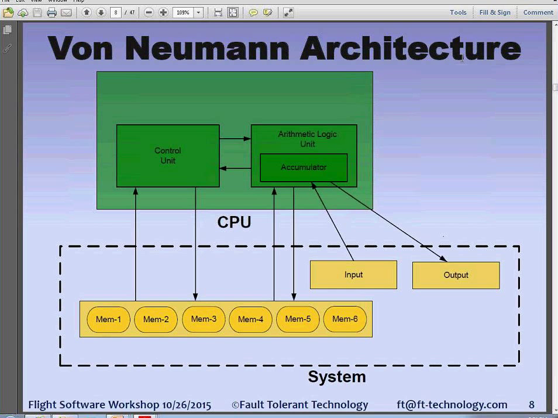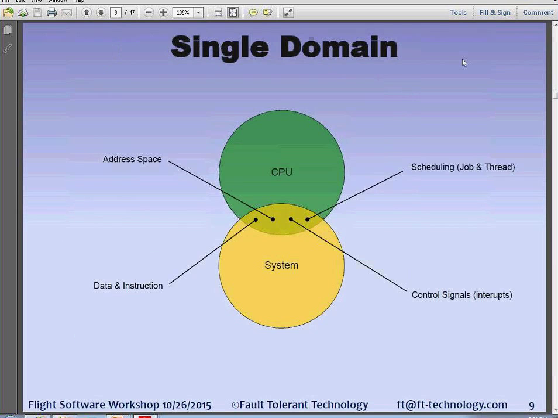So what I'm going to do is call the input, output, and memory a system, and the CPU the CPU. And here's what it looks like in a Venn diagram. The intersection between these two things are common components such as memory management units and traces on the circuit board. So you have four functions within the single domain system. You have the data and instructions. You have the CPU creating instructions, manipulating data. The address space sends it out to and from the system.